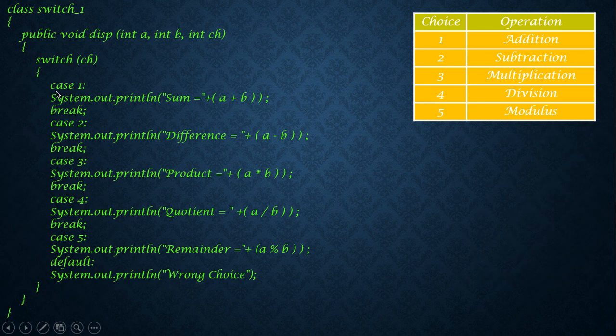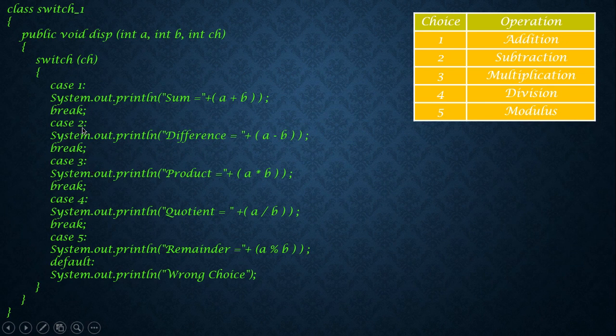Next is the case keyword, and what is the value of the choice which will trigger my addition operation. So you see here, if my choice value is 1, then my addition value should be displayed. So case, and if my variable ch is having the value 1, then it should display the sum and it should come out of the switch block.